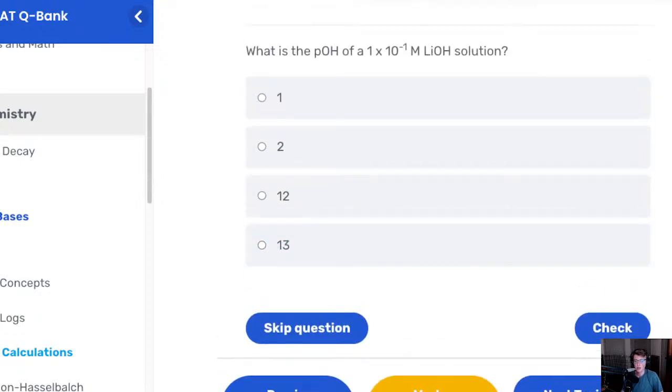All right, what about this one? What is the pOH of a 1 times 10 to the negative 1 molar LiOH solution? Okay, again, we don't have a mismatch. This is a strong base, so it just pertains. We're just going to flip this. This is 1.